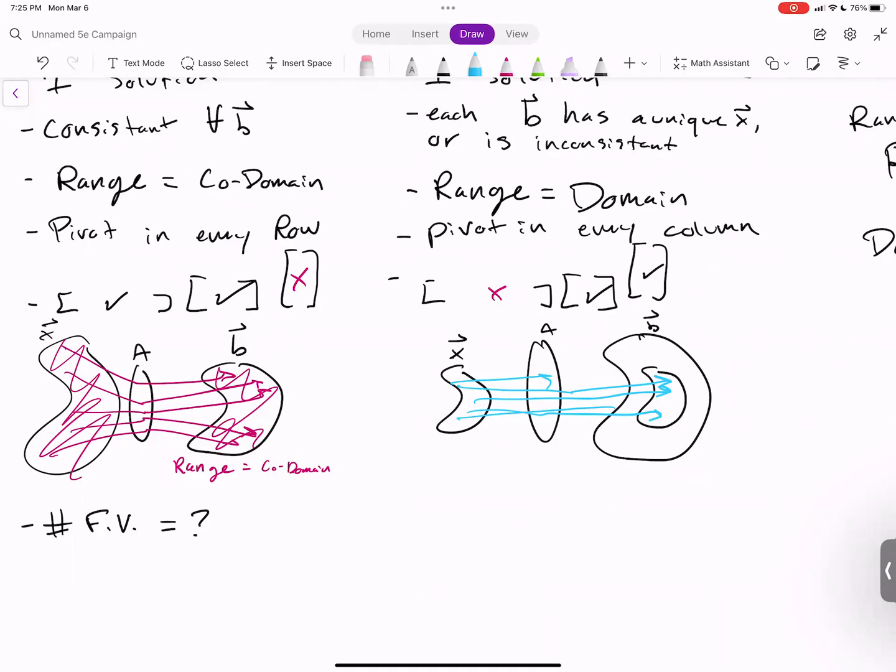Okay. So looking at these, right? We have to start in different size spaces for each of these conditions to be true. Okay. For this one, can my domain be bigger than my codomain?